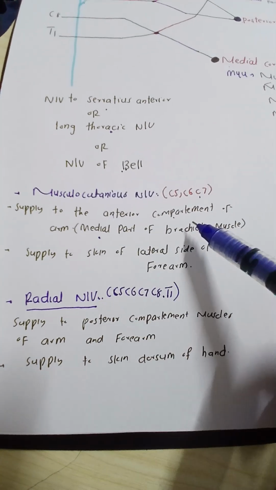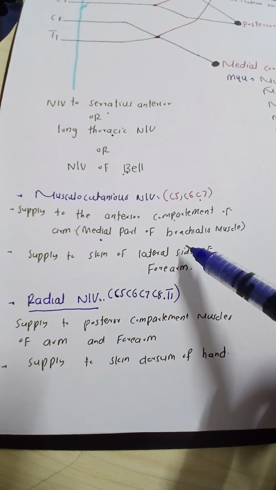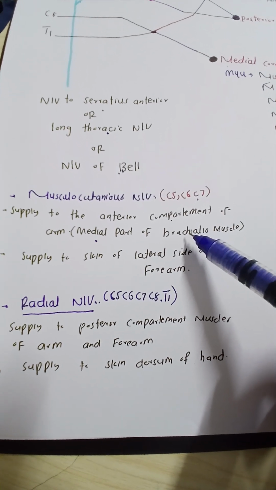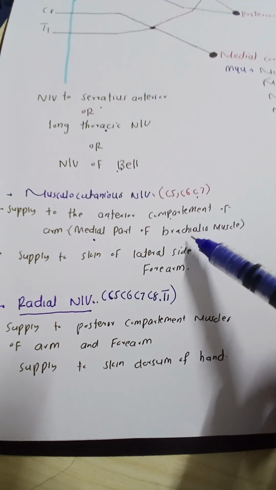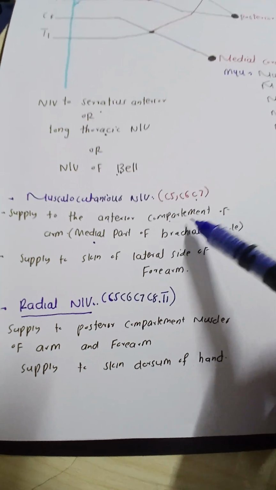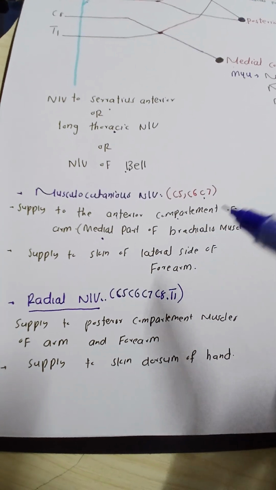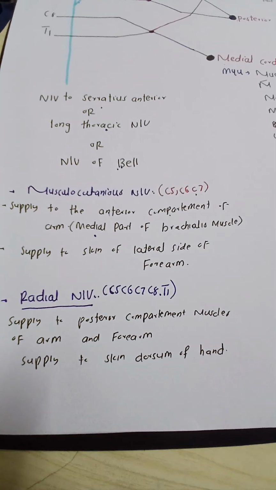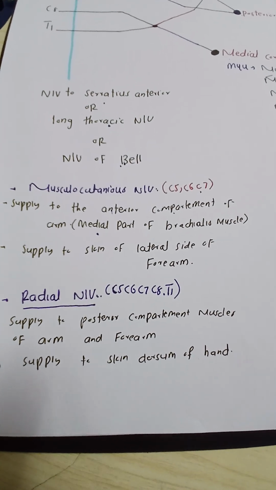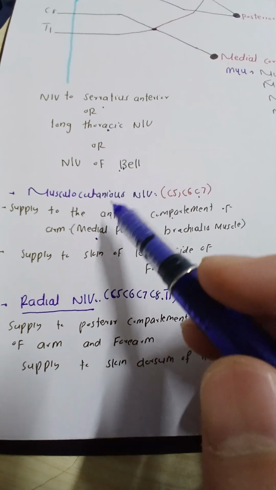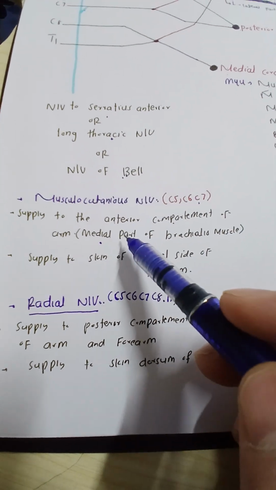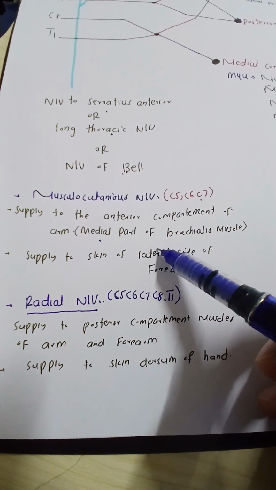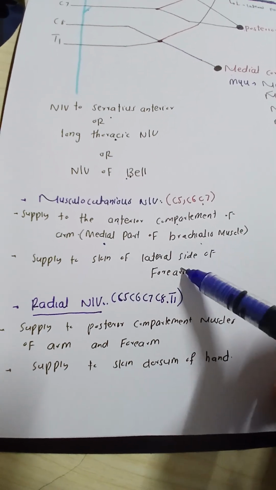It supplies the anterior compartment of the arm. In the anterior compartment, there are three muscles: biceps brachii, coracobrachialis, and brachialis muscle. But this musculocutaneous nerve supplies the medial part of the brachialis muscle, not all the brachialis muscle, and it also supplies the skin of the lateral forearm, which gives the lateral cutaneous branch. So they supply the skin of the lateral side of the forearm.